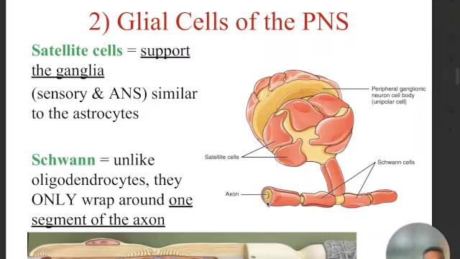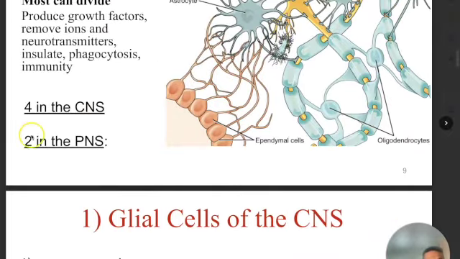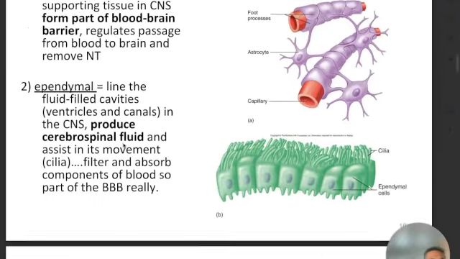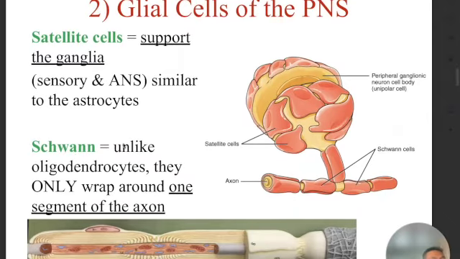Now, in the peripheral nervous system, we saw that there are two types of glial cells in the peripheral nervous system. First one is satellite cells. It's like support. Satellite cells, just think of it as astrocytes for the peripheral nervous system. They do the same thing, support.